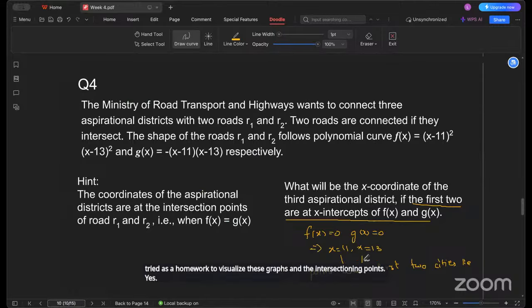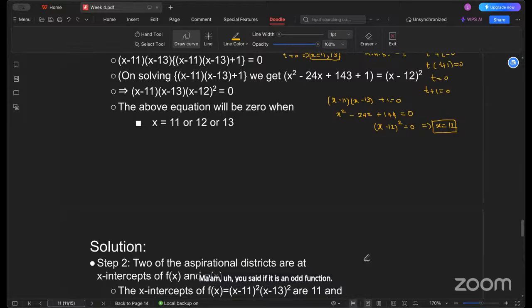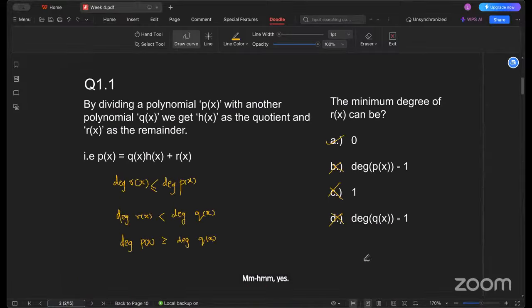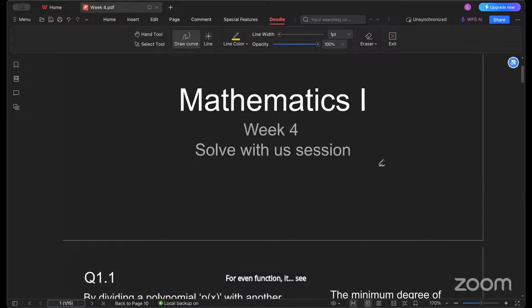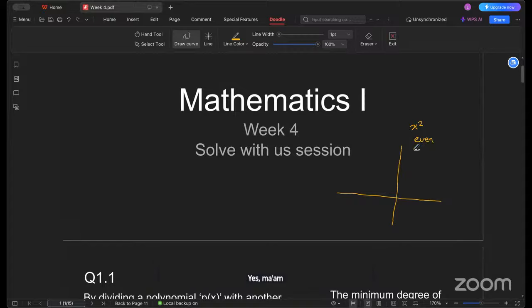Ma'am, you said if it is an odd function, it is symmetrical about the origin. And if it is an even function, what is the geometrical significance? See, whenever you have some doubts, you have to try it out with some examples. You will understand it very easily. X squared, is it an even function? Yes, because f of minus x is equal to f of x. X squared is an even function.